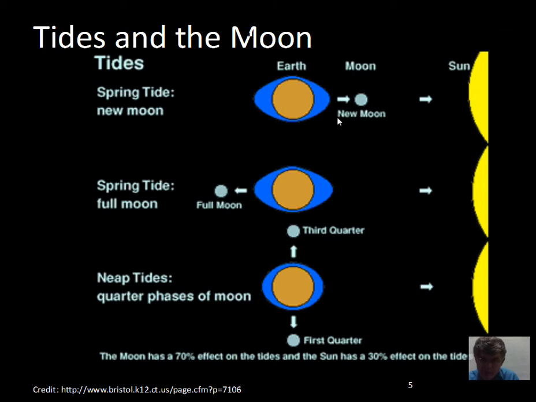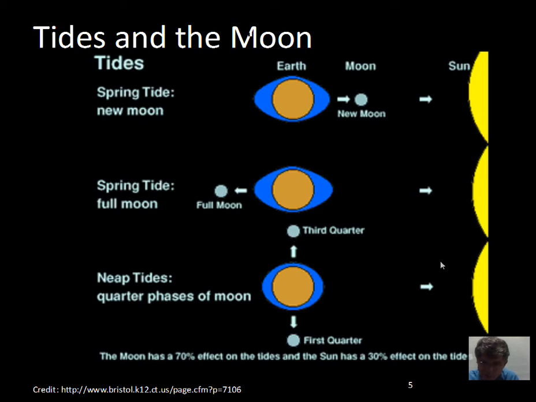If we get an alignment where we have moon and sun together, then we can get a high tide that's a little stronger called a spring tide. That can happen for new moon or full moon. If we take a look at the tides when we have quarter moons, then the moon is pulling one way, the sun is pulling the other way, and it turns out that the moon has a greater tidal effect.